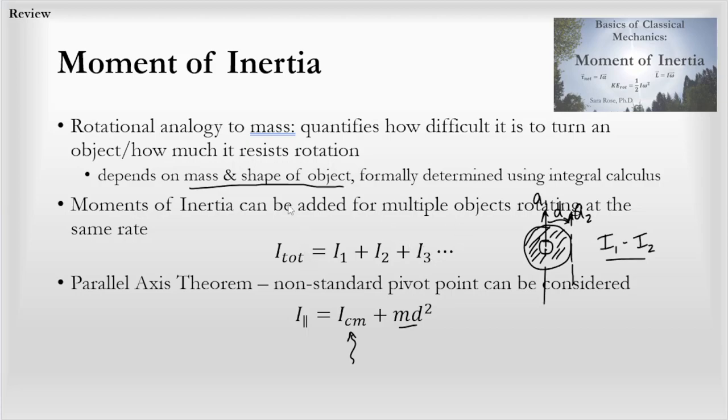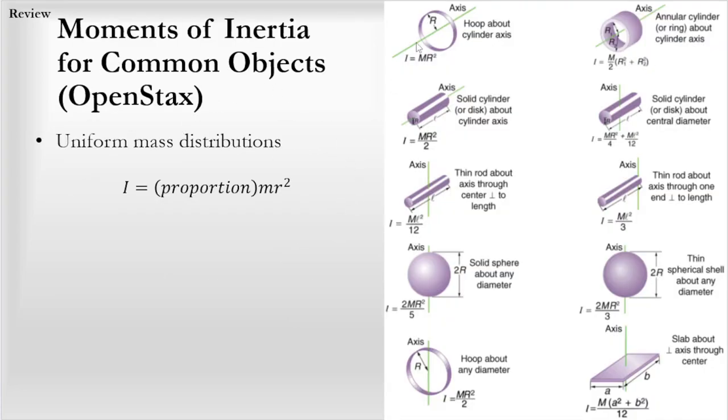So that's how you would use the parallel axis theorem. I'm not going to use these today, but just reminding you, I grabbed this from OpenStax's College Physics, a chart showing all of the moments of inertia for common objects, and we assume uniform mass distributions. And overall, what you see is that the moment of inertia is some fraction multiplied by mr squared for all of these.